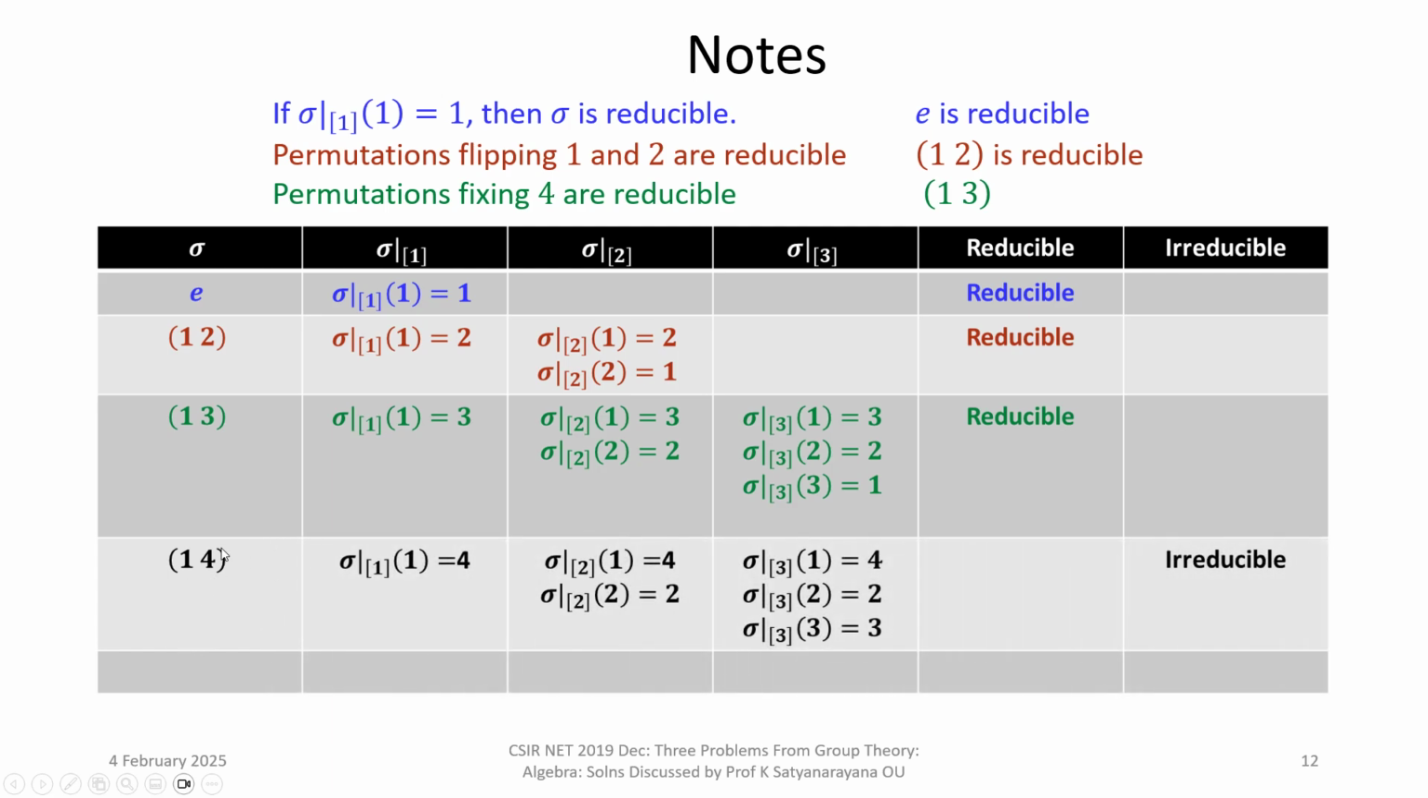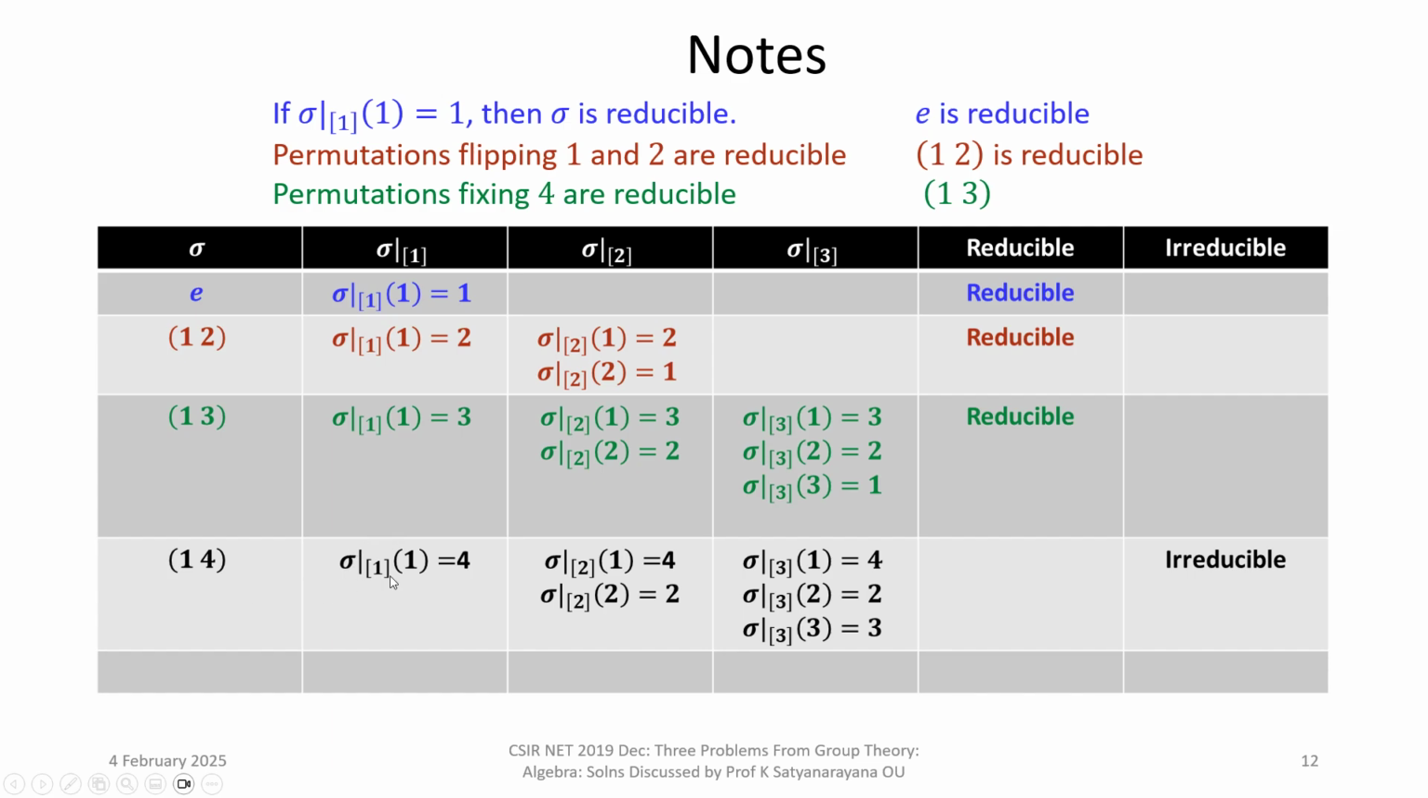Now take the example of this one, (1 4). (1 4) doesn't belong to any one of these categories. It is not fixing 1, it is not flipping 1 and 2, it is not fixing 4. So what will this be? And our claim is it is irreducible.